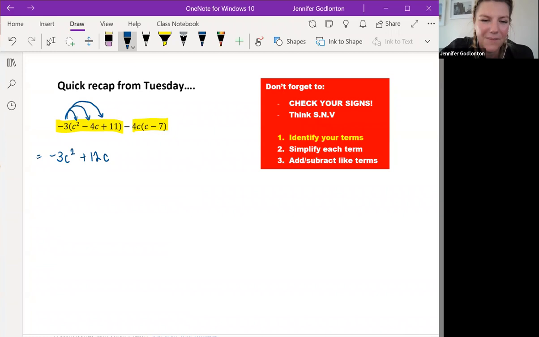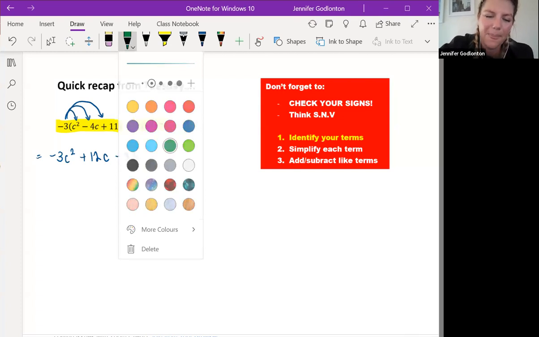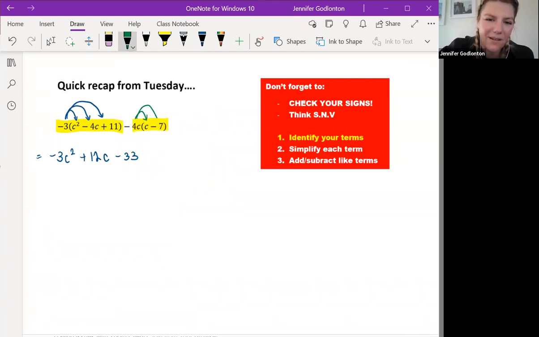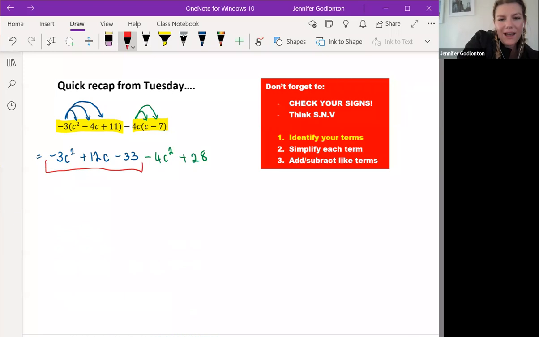12c, and then the next one is going to be negative 33. Excellent. Okay, so that's our first term. Now let's do our second one. Our second term is going to be negative 4c to the power of 2 plus 28c. Beautiful. Okay, guys, if you got to this point, I'm already proud of you. Give yourselves 1 mark for that and 1 mark for that.